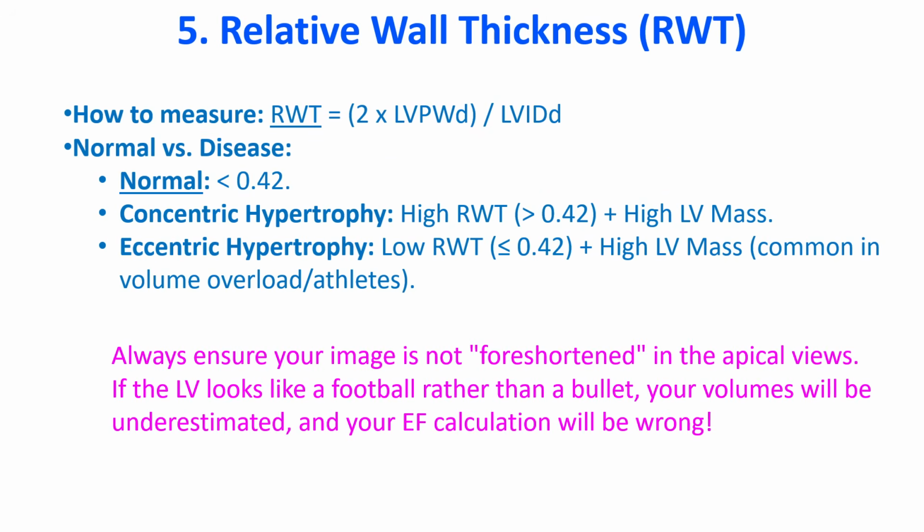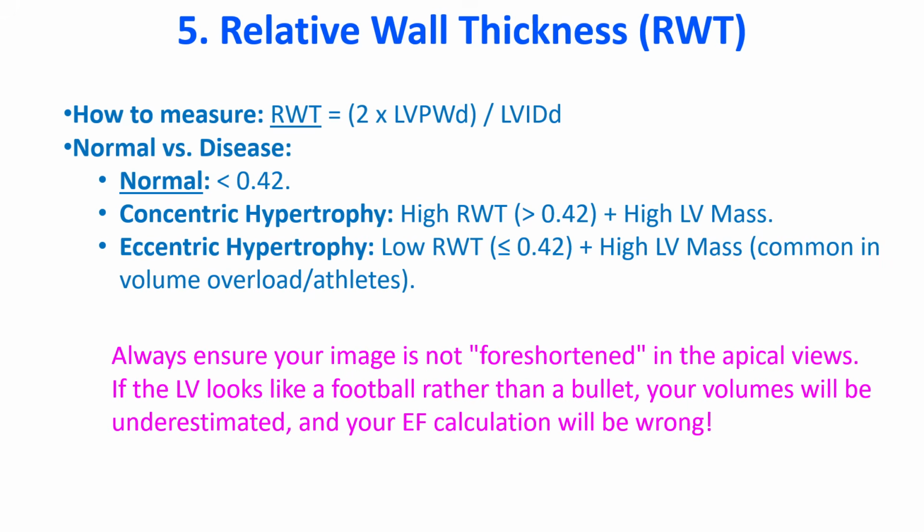Relative wall thickness helps categorize the type of remodeling the heart is undergoing. Relative wall thickness is equal to twice the left ventricular posterior wall dimension in diastole divided by left ventricular internal dimension in diastole. Normally it is less than 0.42.